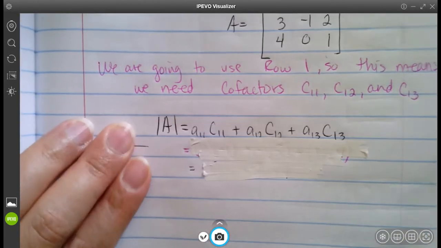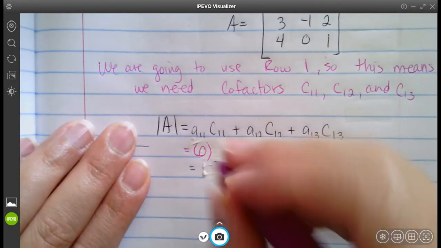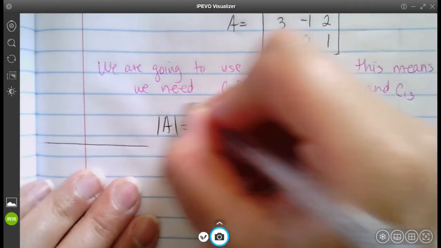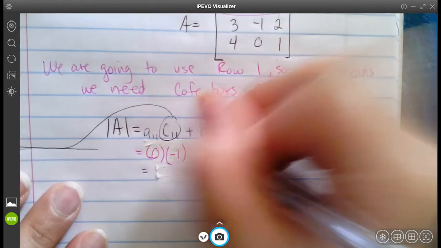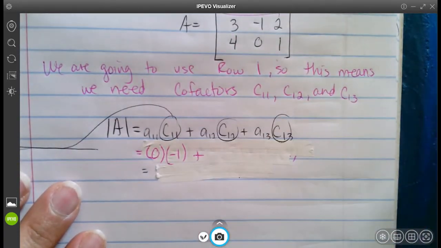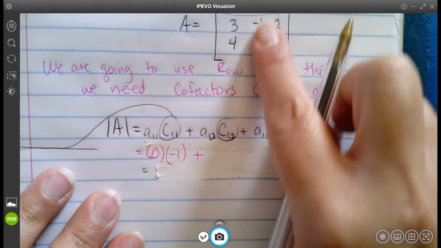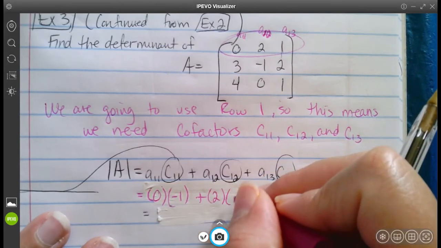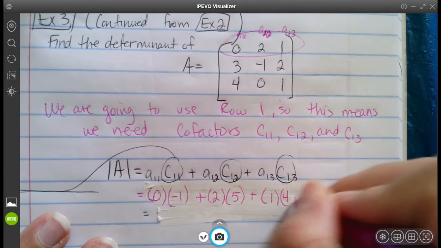So let's plug all this in. A11 is 0. C11 was -1. Remember these are from the previous page, first row. Plus A12, sorry, I had to wipe this out because I put the wrong number by accident. A12 is 2, so 2 times C12, which is 5, plus A13 is 1, and C13 is 4.